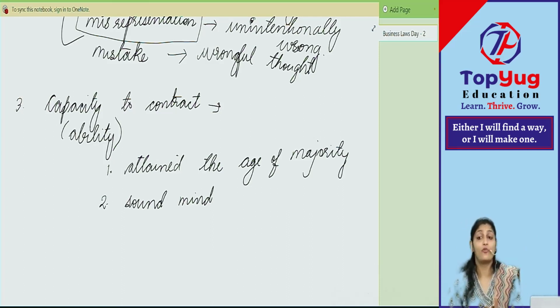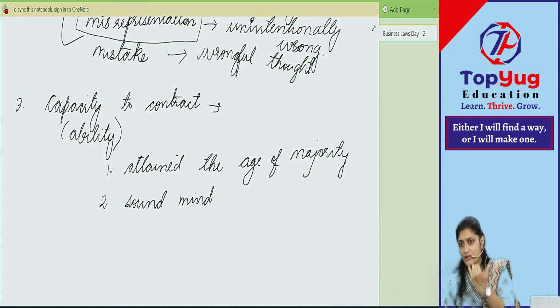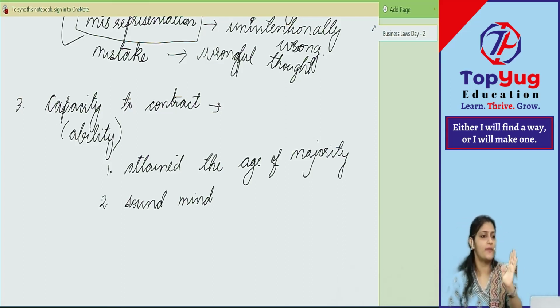What type of judgments? These are known as rational judgments. Rational means what? Normal thinking people, who can think normally about their benefits and about their losses. Those people are known as rationally thinking people.